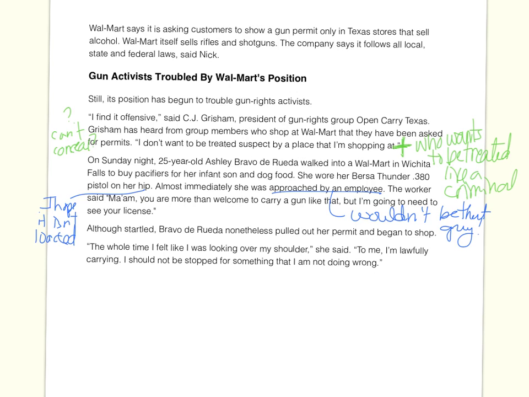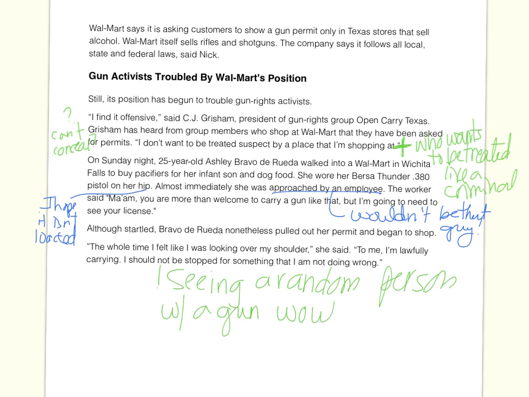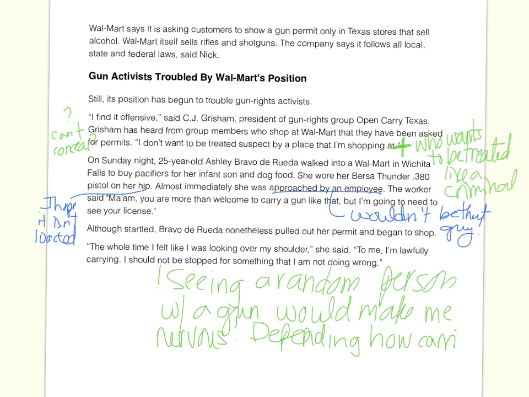I do think seeing a random person with a gun would make me nervous. Depending on how they carry it, right? I don't think a holster would bother me so much.